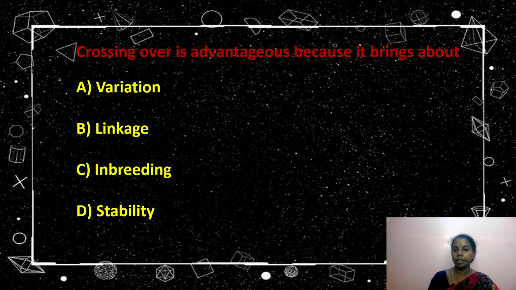Crossing over is advantageous because it brings about dash. Is the next question. So it brings about variation, linkage, inbreeding, or stability is the question.